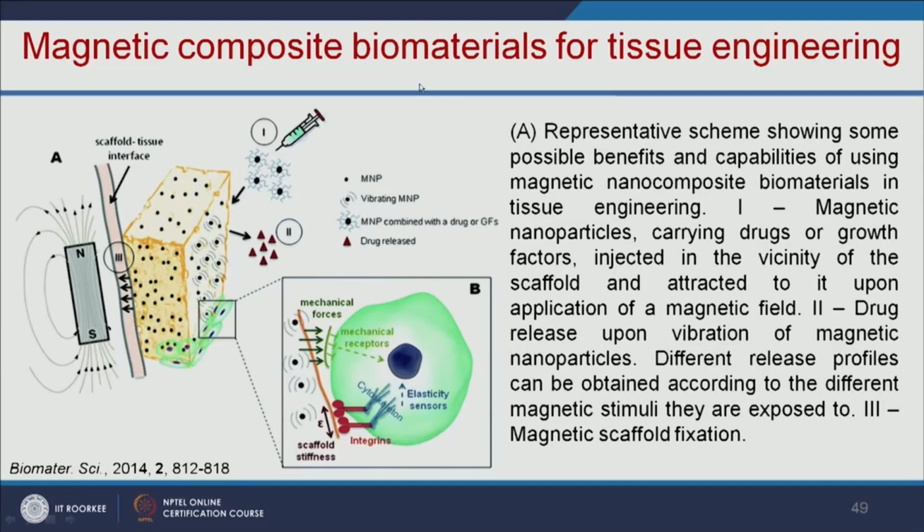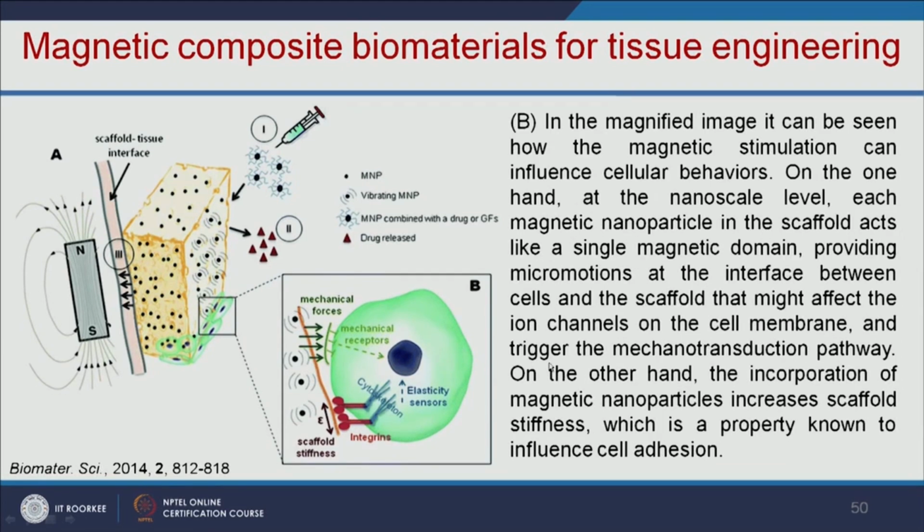The next example is we can have a scaffold with magnetic nanoparticles carrying the growth factors. When you apply an external magnetic field, it will release the growth factor according to the external magnetic field. According to the growth factors, the cells will experience different kinds of mechanical forces. When you expose the cells to these mechanical forces, they will induce gene expression and lead to expression of various proteins. That is called mechanotransduction.